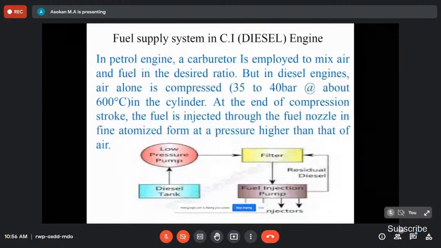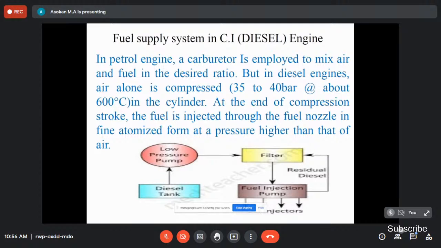That is the SI engine. Now we move to the diesel engine. In the SI engine, as already discussed, the air-fuel mixture is prepared by the carburetor. But in the case of a diesel engine, air alone enters into the system, and at the end of the compression, the diesel is injected into the cylinder.